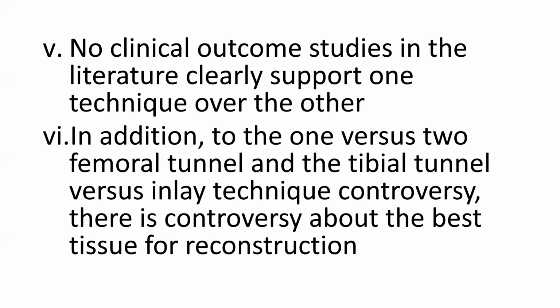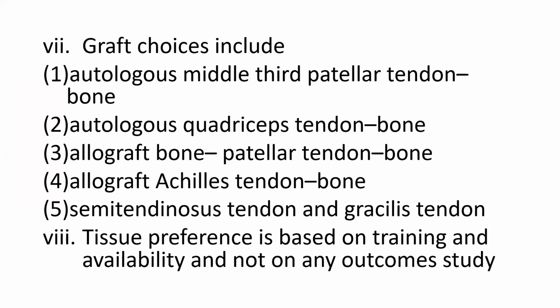No clinical outcome studies in the literature clearly support one technique over the other, in addition to the 1 versus 2 femoral tunnels and the tibial tunnel versus inlay technique controversy. There is controversy about the best tissue for reconstruction. Graft choices include autologous middle third patella tendon bone, autologous quadriceps tendon bone, allograft patella tendon bone, allograft Achilles tendon bone, semitendinosus tendon, and gracilis tendon. The tissue preference is based on training and availability and not on any outcome studies.